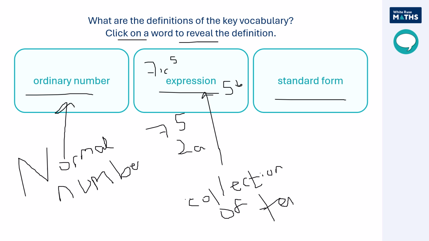Standard form is a number between 1 and 10 times 10 to some power. I'm going to write it as a times 10 to the power of b, where the power can be positive or negative. Remember, a is greater than or equal to 1 and less than 10. b can be any positive or negative integer, a whole number.